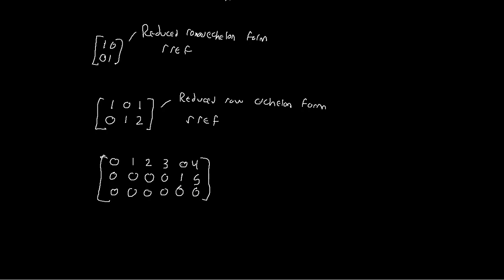And then finally, for each column with a leading 1, all the other entries in that column are 0. So we have a 1 here, 0, 0, we're good there. We have a leading 1 here, 0, 0, we're good there. So this is also in reduced row echelon form, okay?